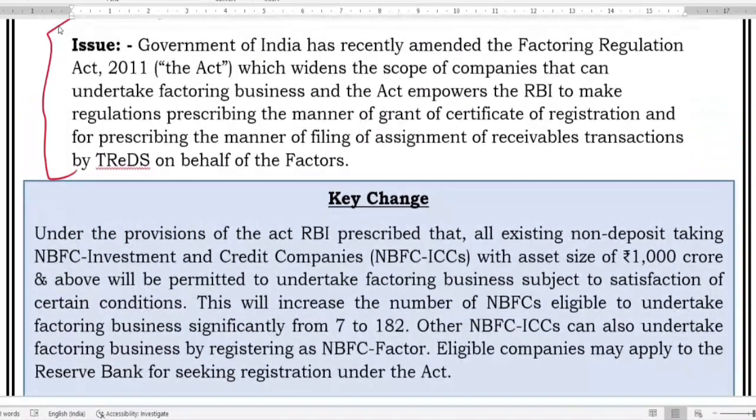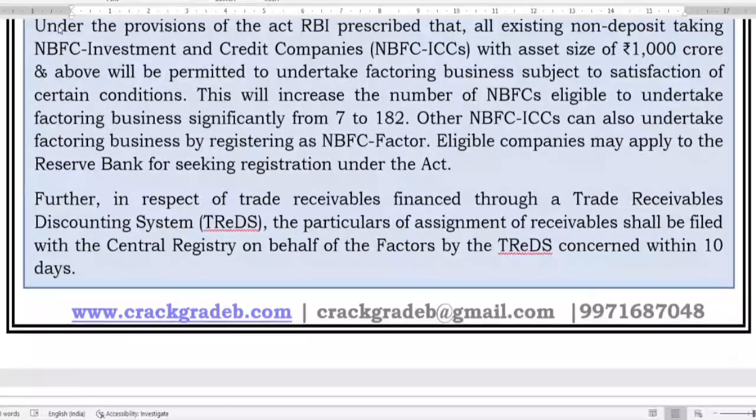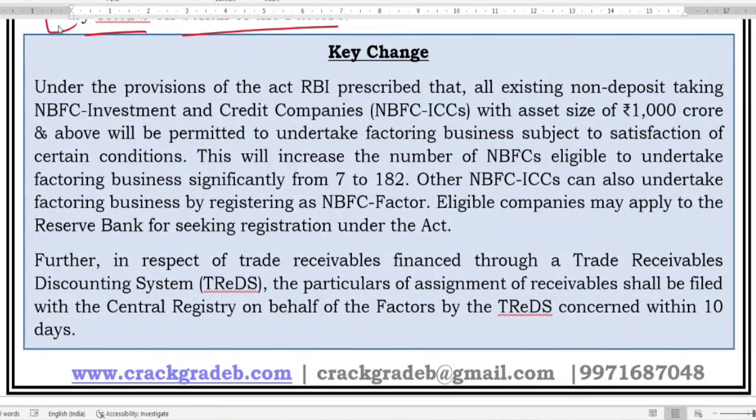Okay, so what does this act do? This act empowers the RBI to make regulation prescribing the manner of grant of certificate of registration, and prescribing the manner of filing of assignments of receivable transactions by trades on behalf of the factors. मतलब कुछ changes किया गया है factoring के process में. So what are the key changes? You can go through it.